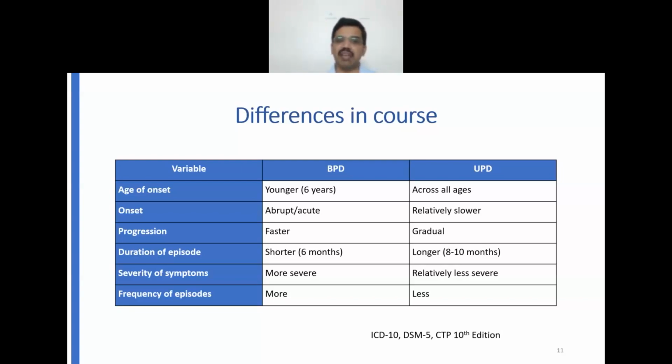And coming to the mean length of the episode, as was seen in the first graph, the duration of the episode is lesser, usually 4 to 6 months, as compared to unipolar depression, where the mean length of the episode is relatively longer, around 8 to 10 months. Severity: the presentation of bipolar depression is much more severe, and as compared to unipolar depression, the frequency of further recurrences is higher with bipolar depression.